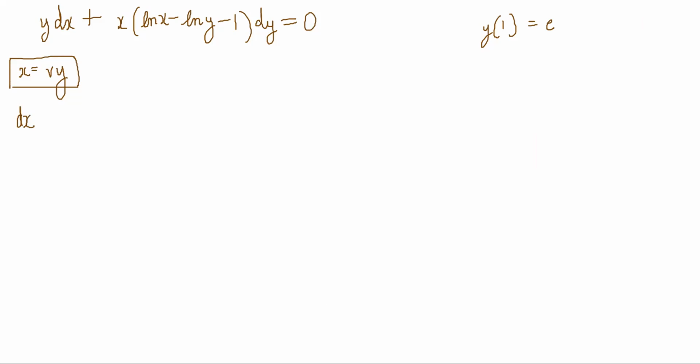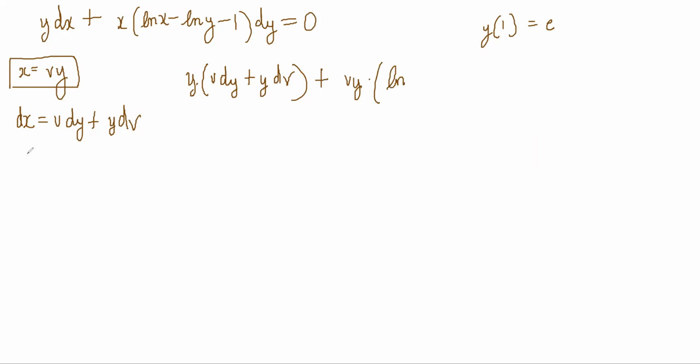Dx is therefore equal to v dy plus y dv, right? So this becomes y into v dy plus y dv, plus x is equal to vy. Ln of what is x is vy, minus ln of y minus 1 into dy is equal to 0, right?